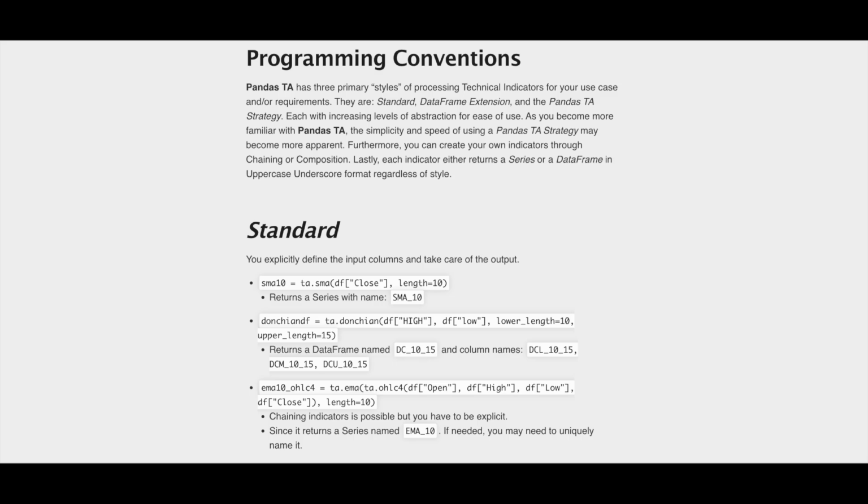To calculate the exponential moving average, we can call the ema method on ta, to which we pass as a parameter the ta.ohlc4 method, to which we pass the open price column, the high price column, the low price column, and the close price column. Finally, the initial ema method will also get the length parameter equal to 10. This showcases how we can chain indicators, and as you can see, we have to be explicit about the way we actually chain them. The series returned will be named EMA_10. Because of this, there might be some additional confusion, and you may need to uniquely name it separately.